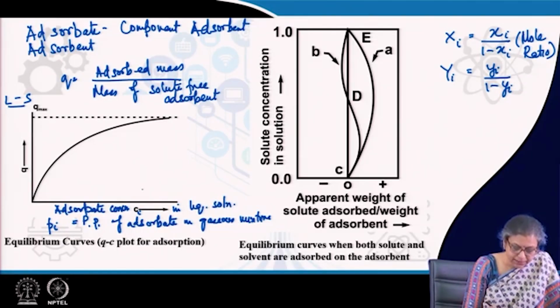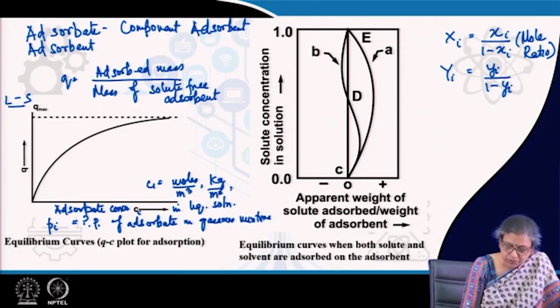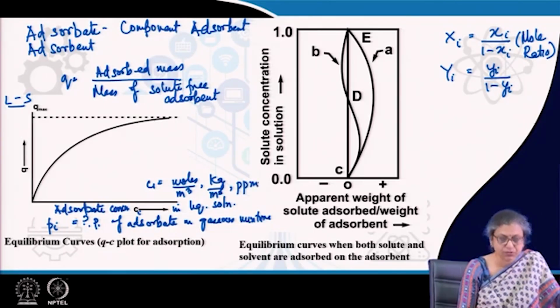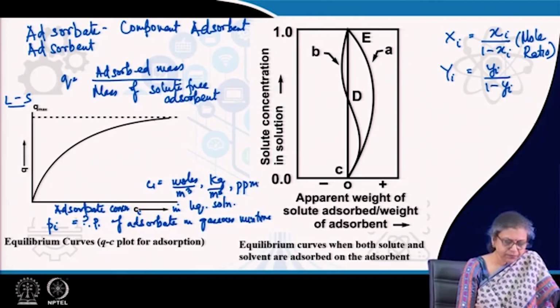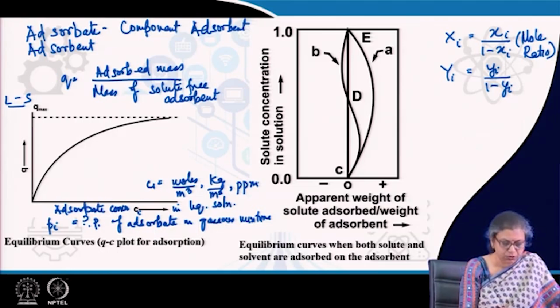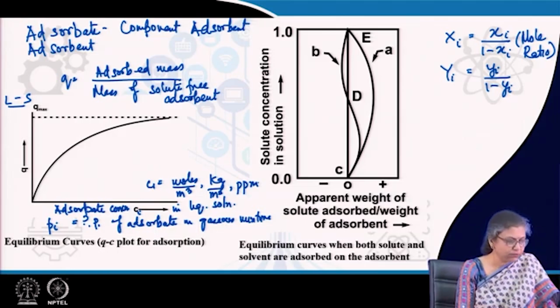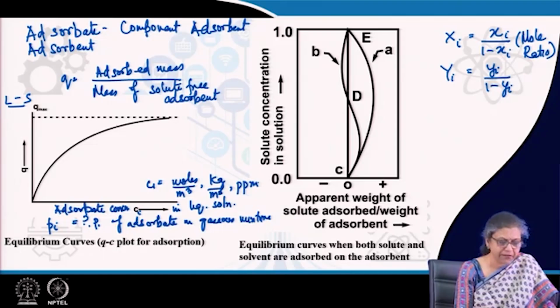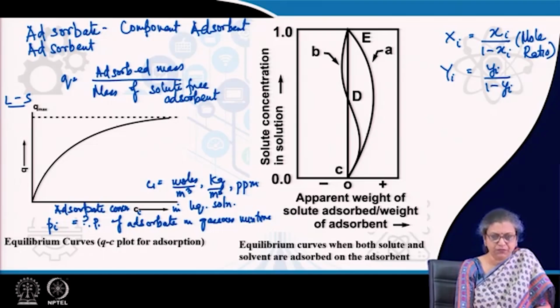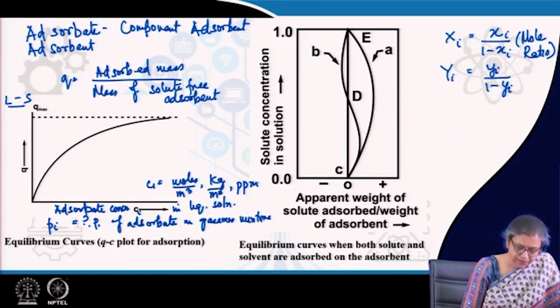And this Ci is frequently expressed in moles per meter cube, or in terms of kg per meter cube, or parts per million also it can be expressed, right. So, for adsorption, whatever be the units, this is the general type of graph that we find in this particular case, right.